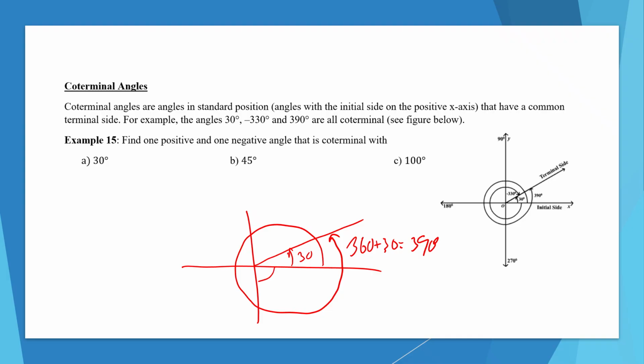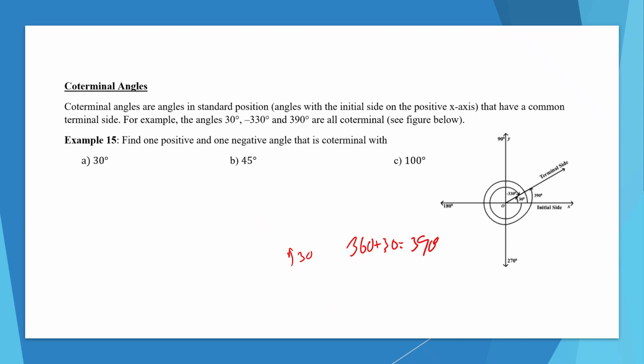This is going to be the same as if I had negative 330 degrees. And so just know they all will appear the same. Angles that do that are going to be coterminal. And so to figure out coterminal angles, all you need to do is add and subtract periods or revolutions of 360 degrees. So for example 15, find one positive and one negative angle that is coterminal with those 3.